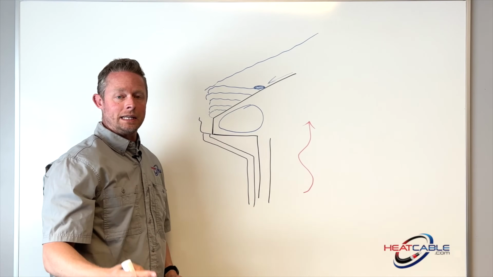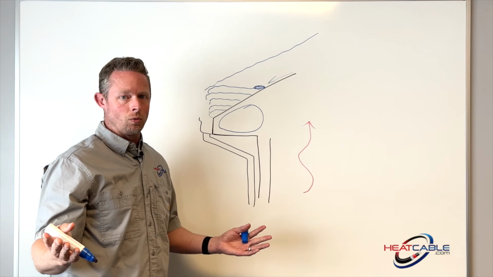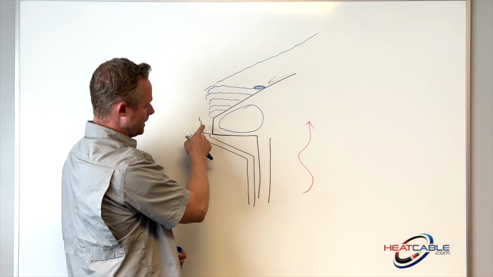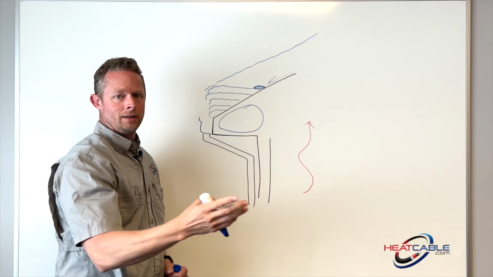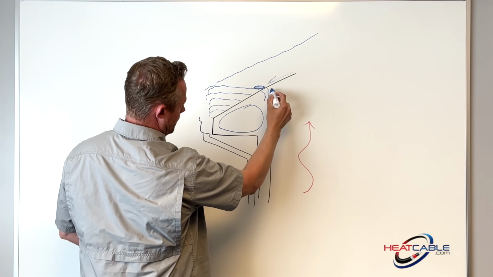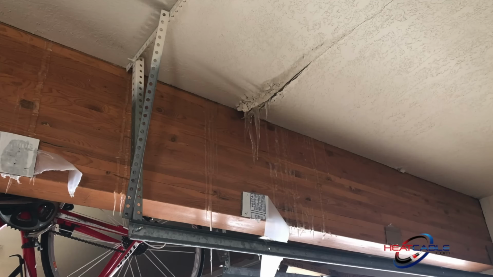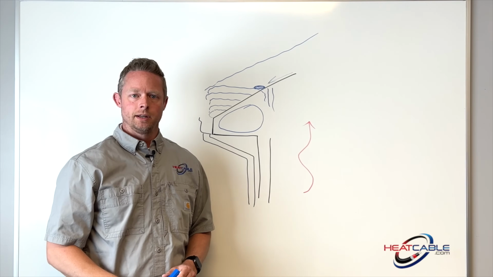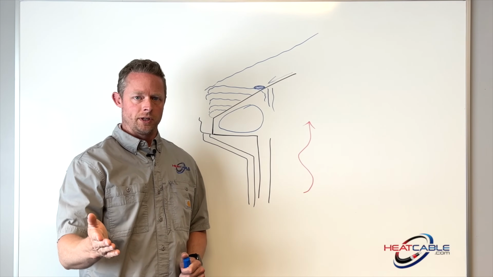That water needs a place to go, and as we all know, water will take the path of least resistance. If it can't go down the roof into the gutter and down the downspout, it ends up in your home. So it's going to fall through inside the house. Okay? This is where heat cable comes in as an excellent solution for the ice dam.